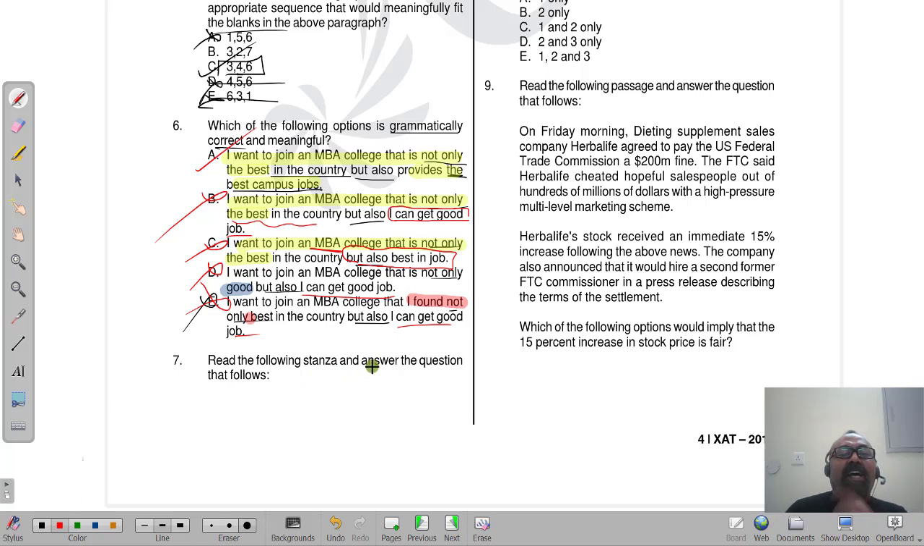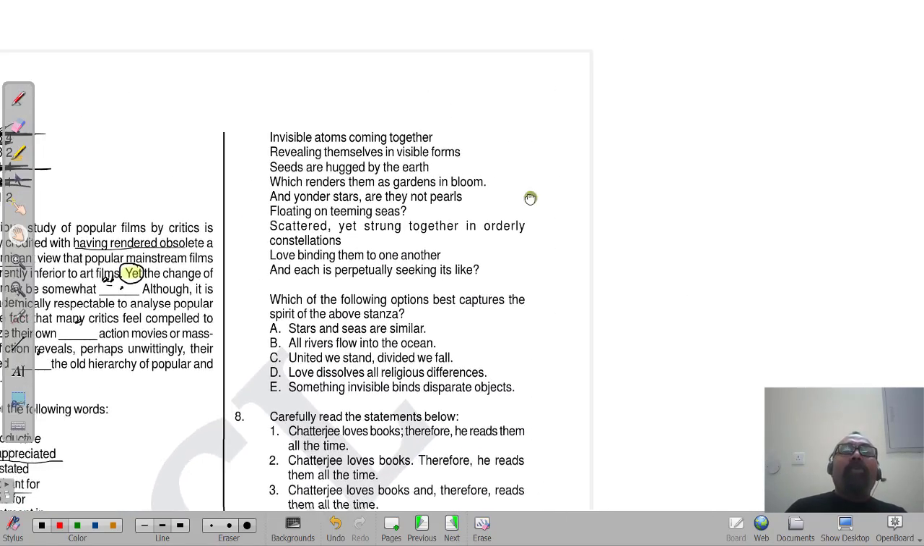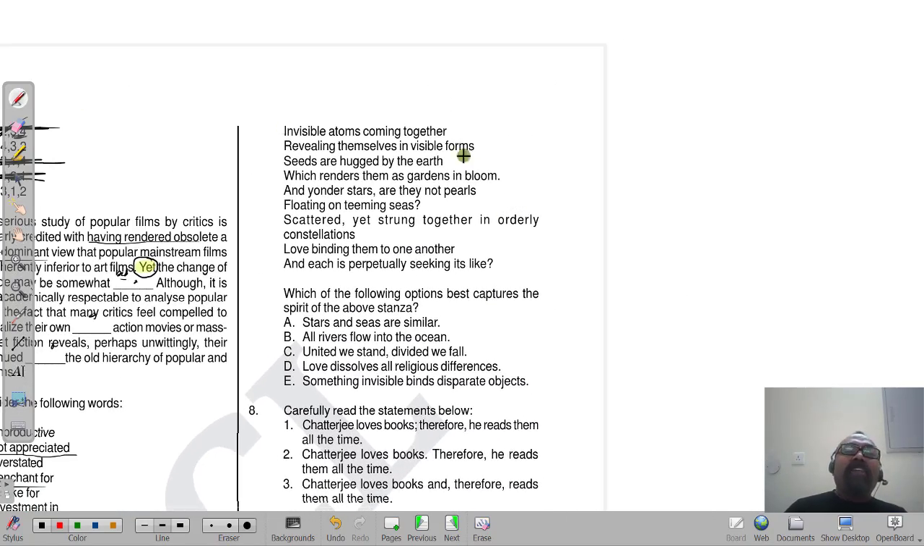Read the following stanza and answer the question that follows. We have a poem, ladies and gentlemen. Whenever you read a poem, if you want to really understand it, notice that there are punctuations. You should keep on reading till a punctuation, make a pause, and keep on reading. So for example, you read till the punctuation: and yonder stars, stop. Are there not pearls floating on teeming seas? So connect like that. That's the best way to read this one.